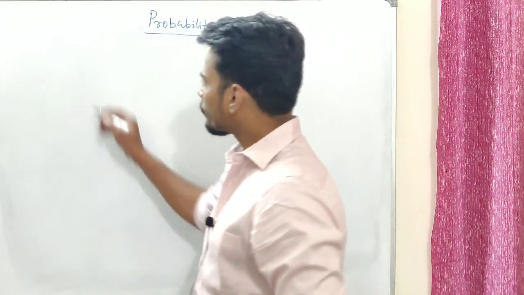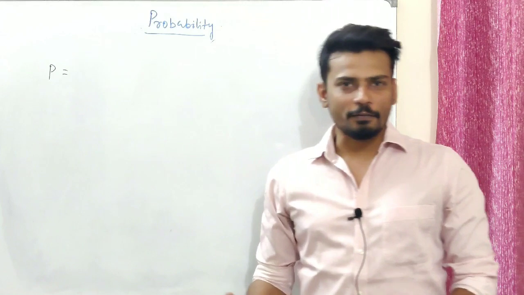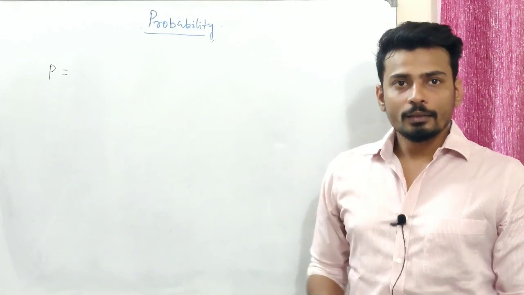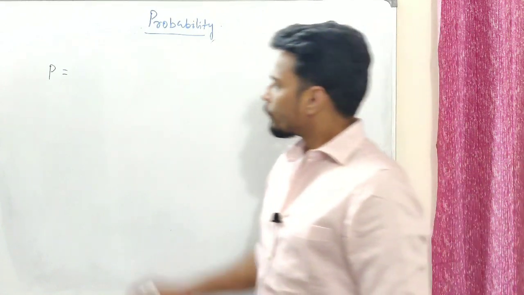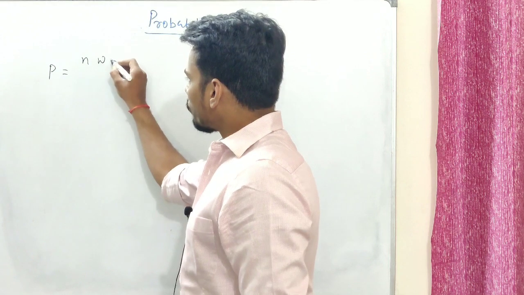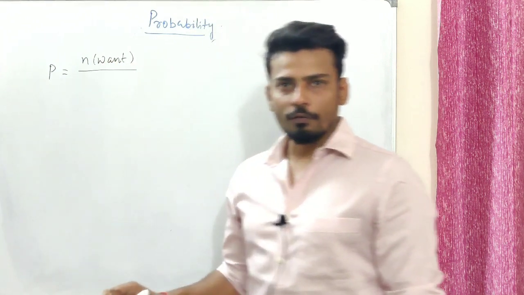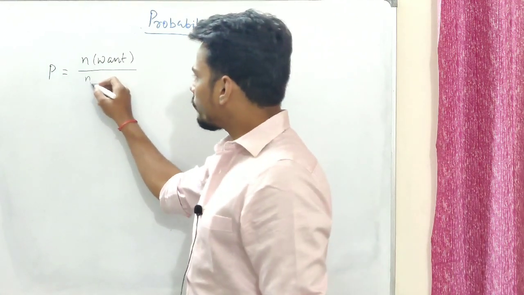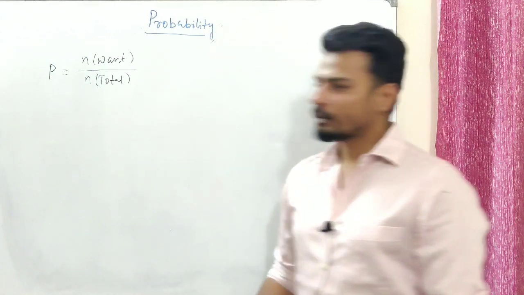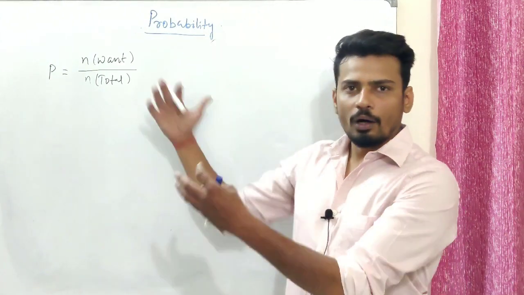Understand this. As I told you, the probability is the chance of occurrence of anything, right? It means what I want over the total possible outcomes. So in very simple language, probability is defined as the number of ways in which what I want can be fulfilled over the number of total outcomes. That is probability. So you can say probability is all about want by the total.